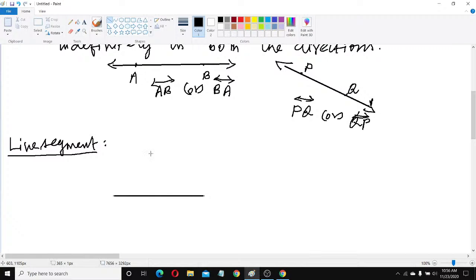Don't use arrow mark at both the ends, children, because here you are having starting point and ending point. You are having starting point and ending point, children. So don't use arrow mark at both the ends. Only when you are drawing the line you must use arrow mark.